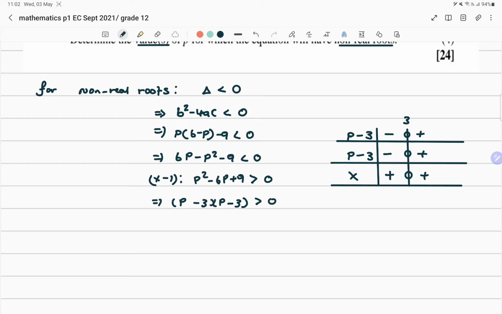So literally, this thing is on either side of 3. So we are not including the 0. So what do we say? We can say therefore P should either be less than 3 or P must be greater than 3. Alright, so this is great. That's how you write it.